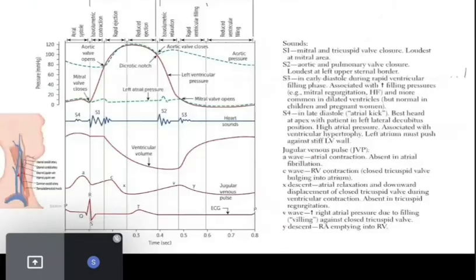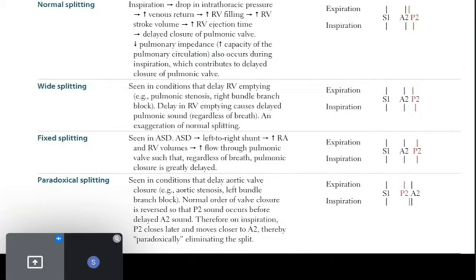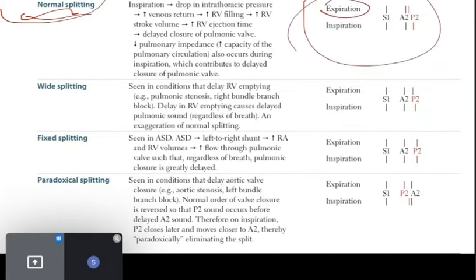Now here we are talking about the splitting of the heart sounds. Of course, we have normal splitting, which normal people have. What is the normal splitting? I want you to look here carefully. In expiration, you don't have a gap between A2 and P2. You don't have a gap.